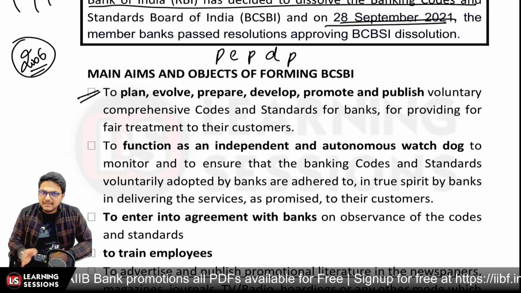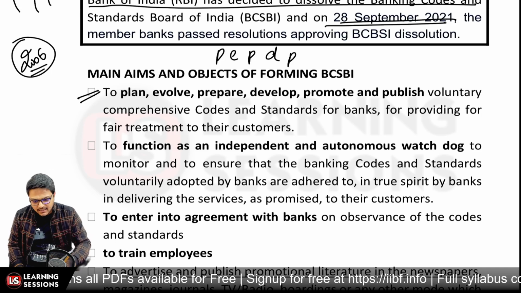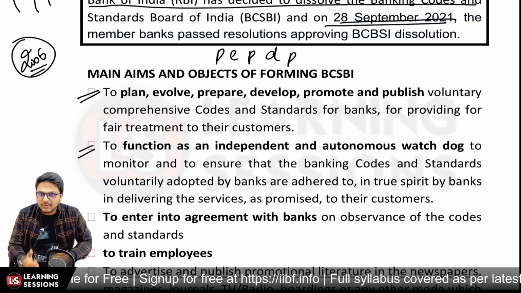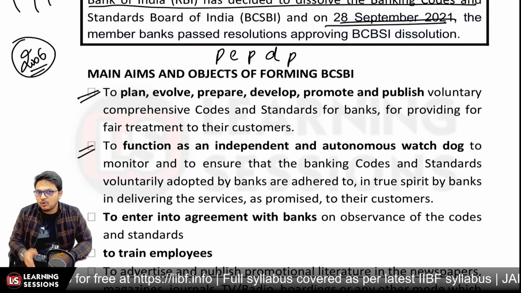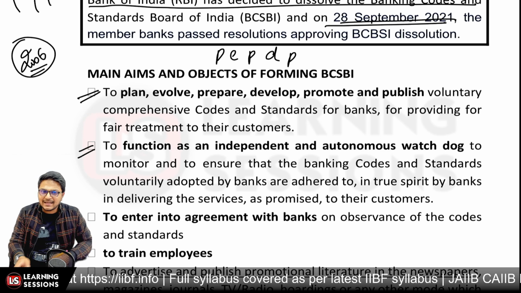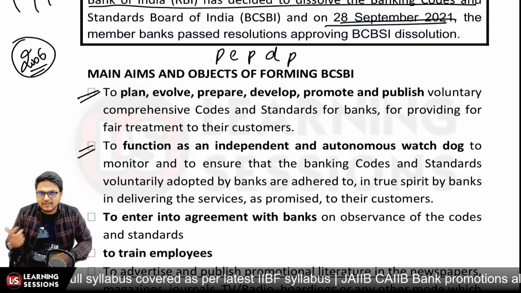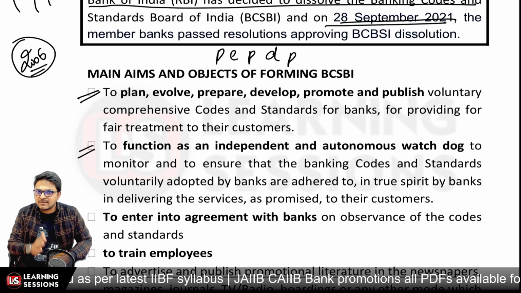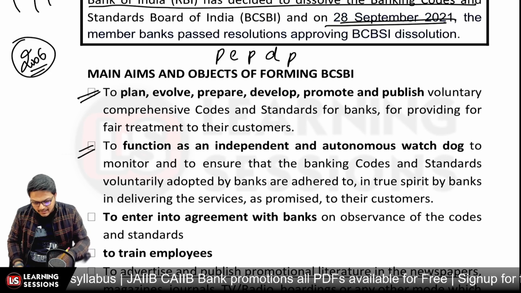Further, BCSBI was there to act as an independent and autonomous watchdog, that is not under anything. And it's a voluntary code. Banks are voluntarily members of the same, and they are voluntarily adopting these codes in true spirit. In true spirit means not only in writing but also in spirit, so that they follow the codes established by BCSBI, and such minimum services are promised to their customers. Okay, so an agreement was there.